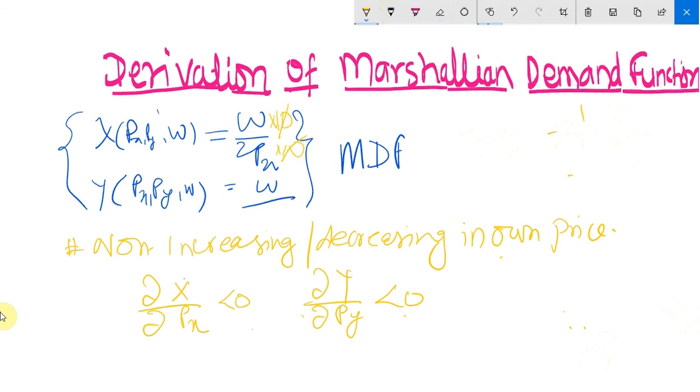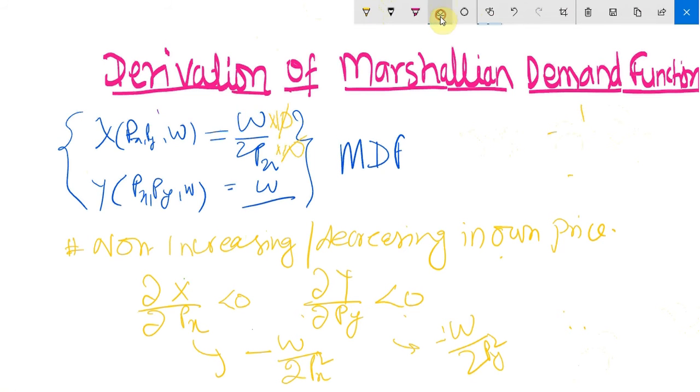So we can find this derivative in this demand function, which is minus W over 2 px squared, and this is also minus W over 2 py squared. So these are negative.